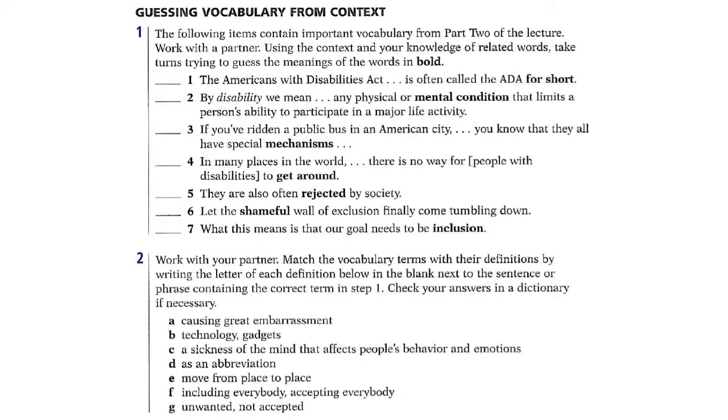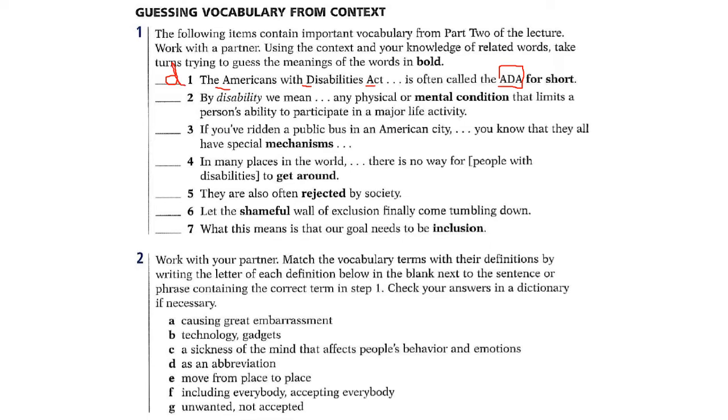Here we have another vocabulary from context exercise. Pause the recording now and try to match the definitions to the words in the 7 sentences. The first one, the Americans with Disabilities Act, is called the ADA for short. So a short way of saying something is an abbreviation. So you should have chosen answer D.